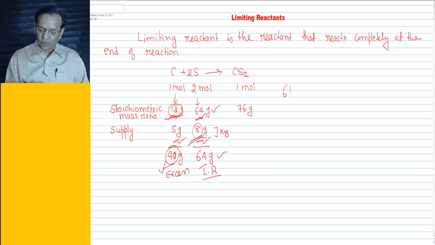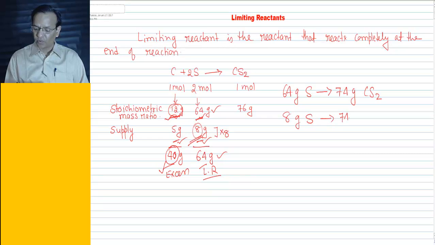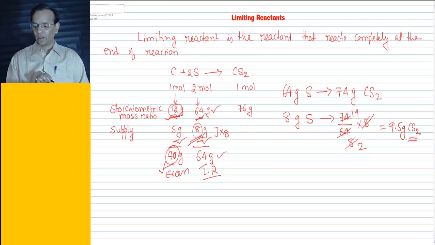We know that 64 gram sulfur gives 74 gram CS2. So 8 gram of this sulfur will give 74 divided by 64 into 8, which is 9.5 gram of CS2. So our product mass is 9.5 gram.